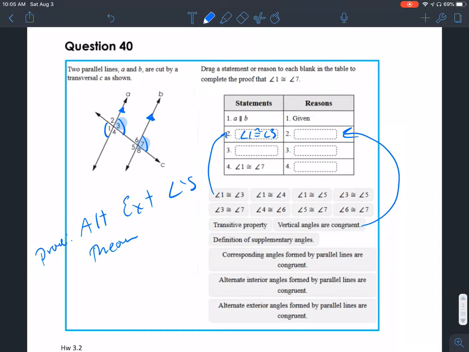Then you could go, well, angle 3 and angle 7, those have to be congruent because of the corresponding angles postulate. Corresponding angles formed by parallel lines are congruent. And then you're back to the transitive property again. 1 takes you to 3, 3 takes you to 7, therefore you can just go directly from 1 to 7, transitive property. Two different ways to do this, both are same, yet different.